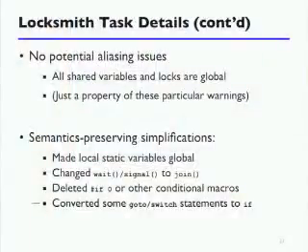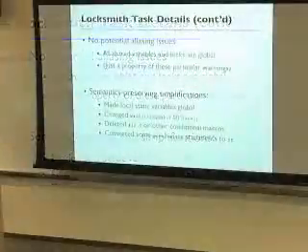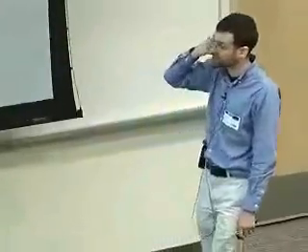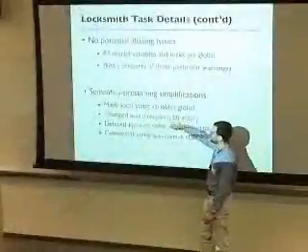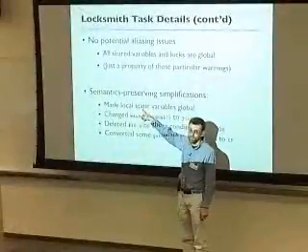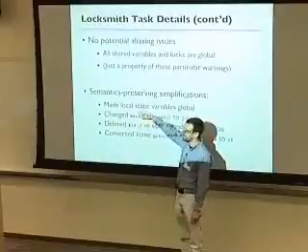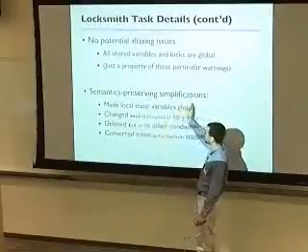Like I said, there are no potential aliasing issues. So for these examples, all the shared variables in locks were globals. That's just the way we picked the examples. And we did a bunch of semantics preserving simplifications based on our pilot study. For example, some of our participants didn't know that static variables inside of C functions were global, so we just made them global so that they wouldn't get confused.